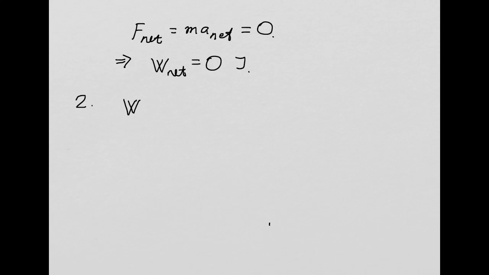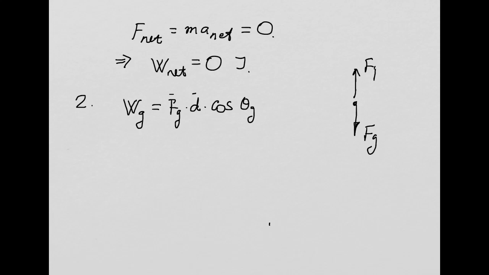Work done by gravitational force is going to be given by gravitational force times displacement times cosine of the angle between the two, meaning gravitational force and displacement. Which way is gravitational force going to point? It's going to be pointing down, and there is a pulling force acting on it. And which way is the elevator moving? It's moving up. So what is the angle between gravitational force and the displacement? That is 180 degrees. So instead of F_G, we're going to have m g times d times cosine of 180.